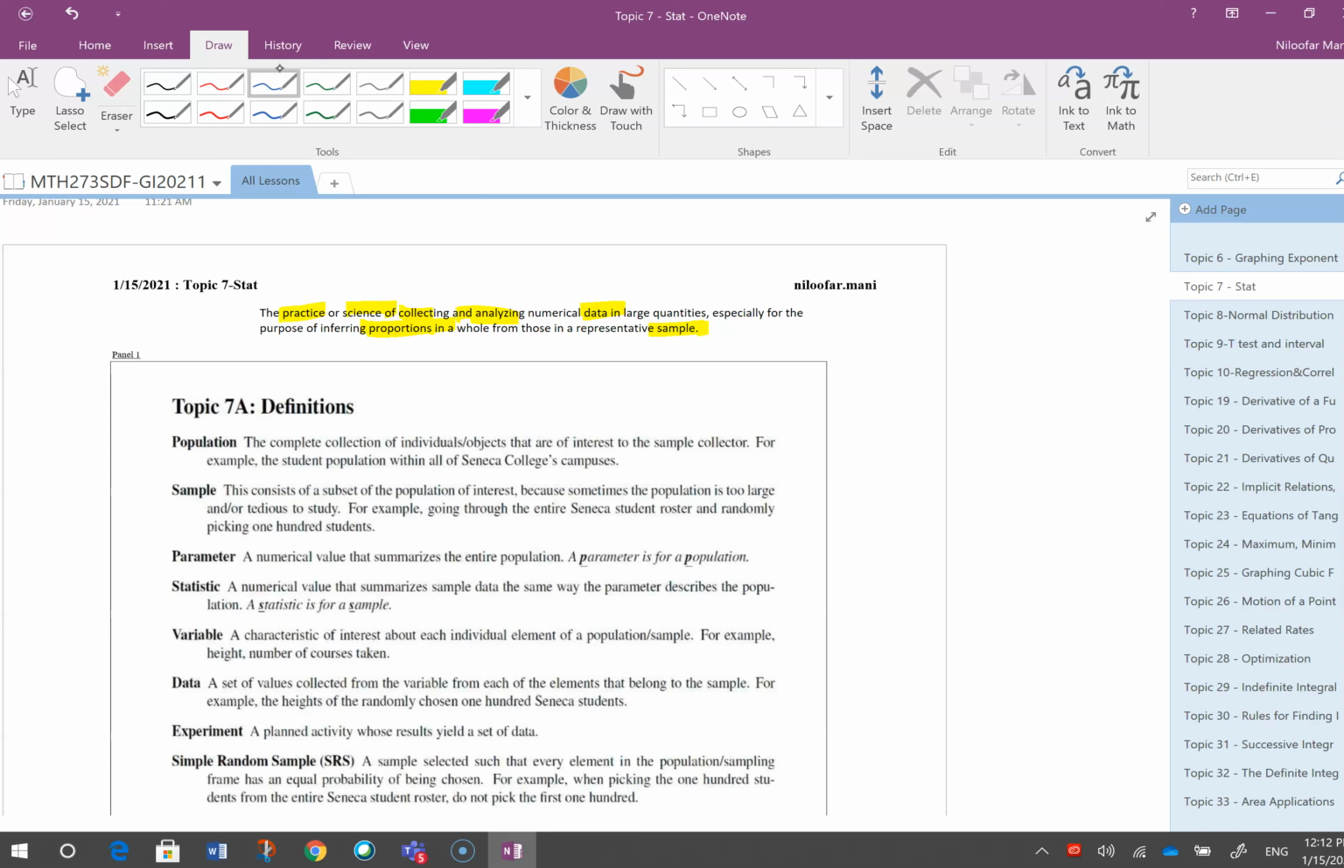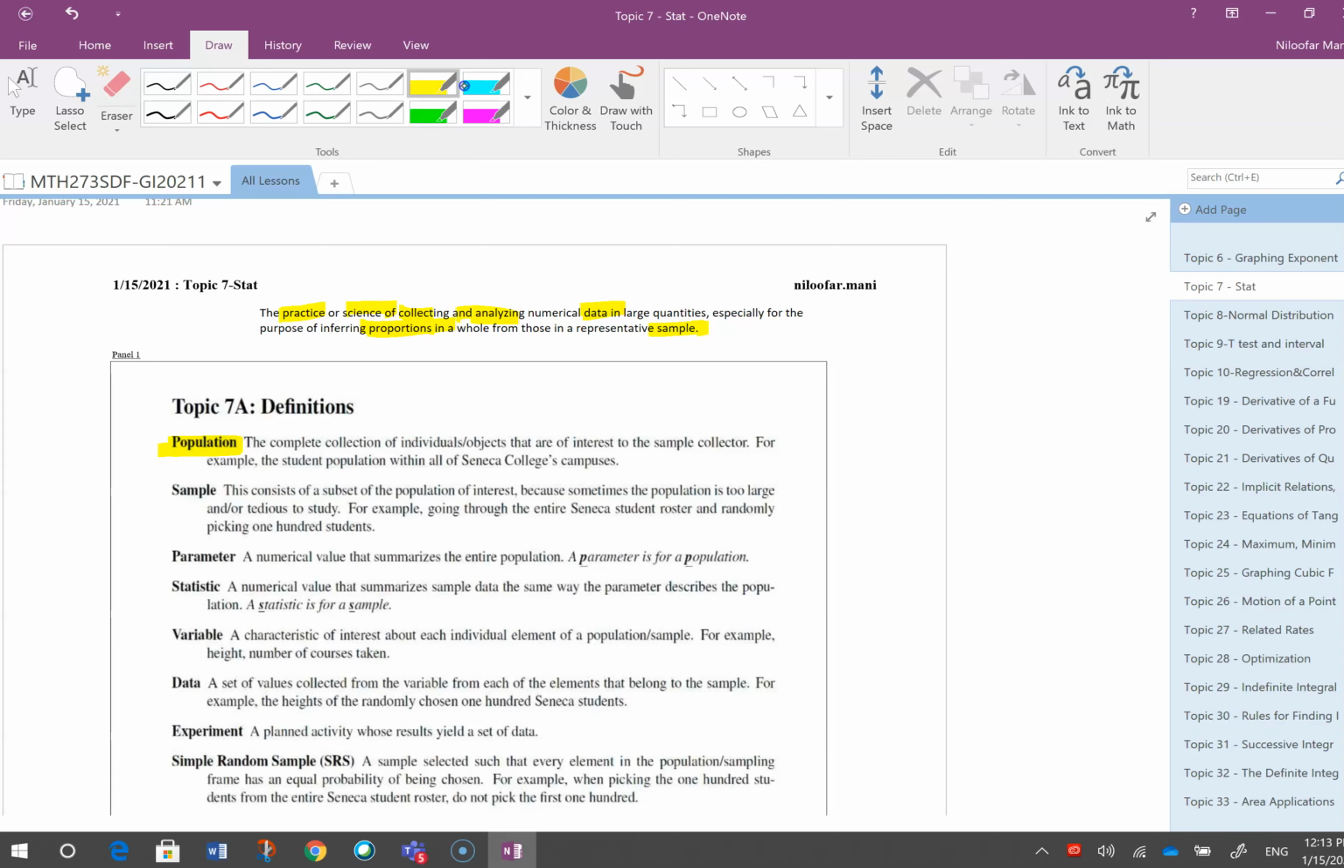What is a population? A population is when I work with the whole collection of the individuals, with all the data that I have, which is sometimes impossible. For example, I say the whole population is all the Seneca students. It's hard to work on all of them, for example, to do research about the properties of them.